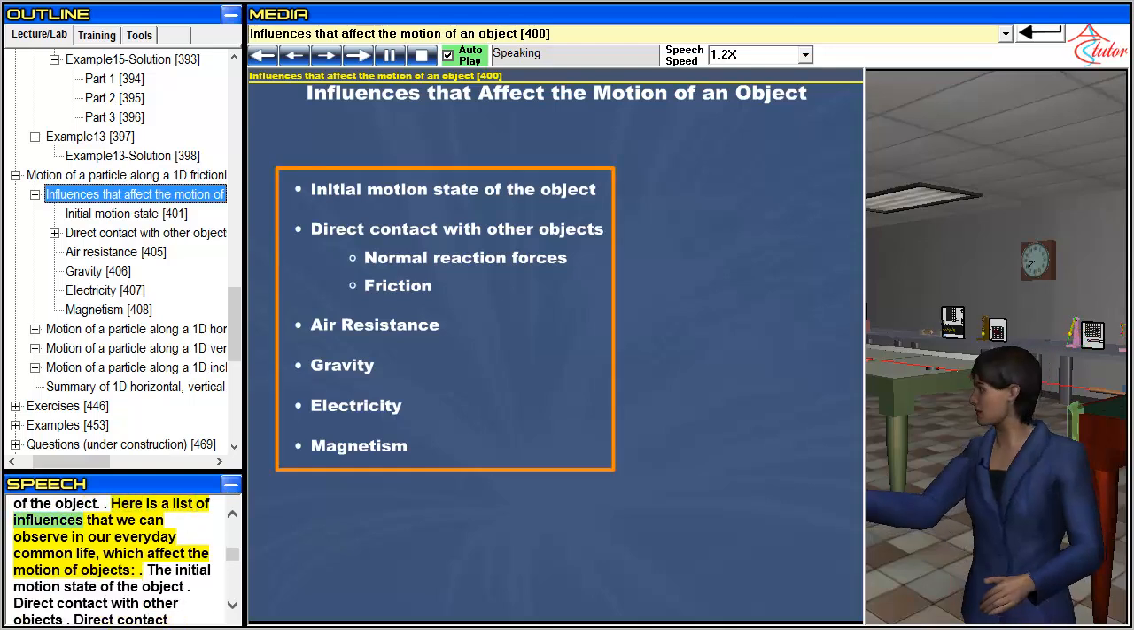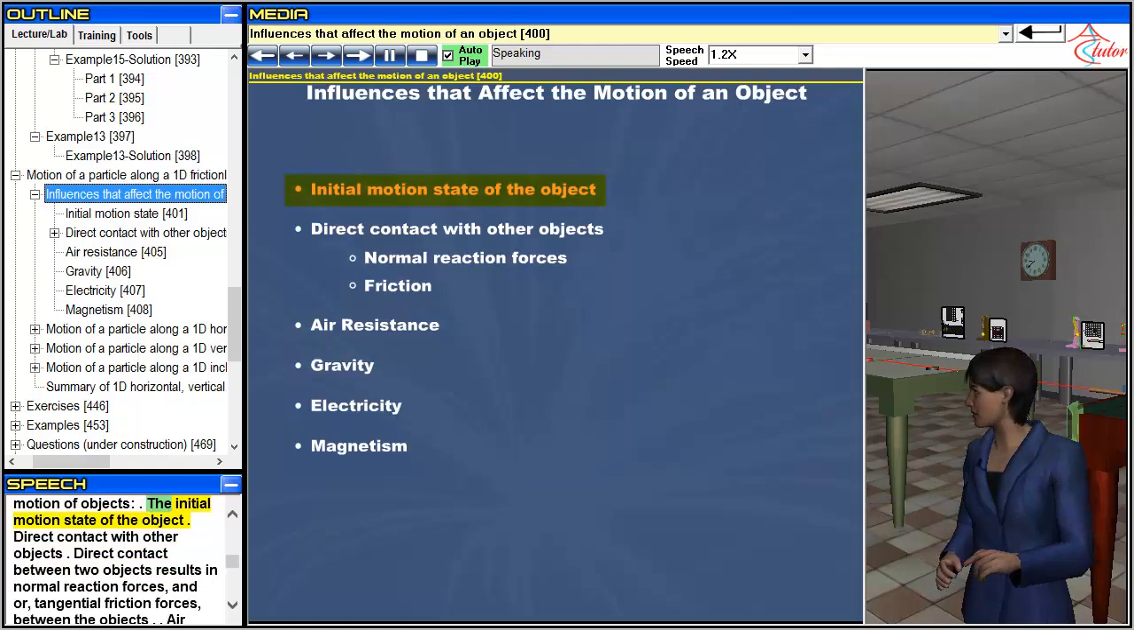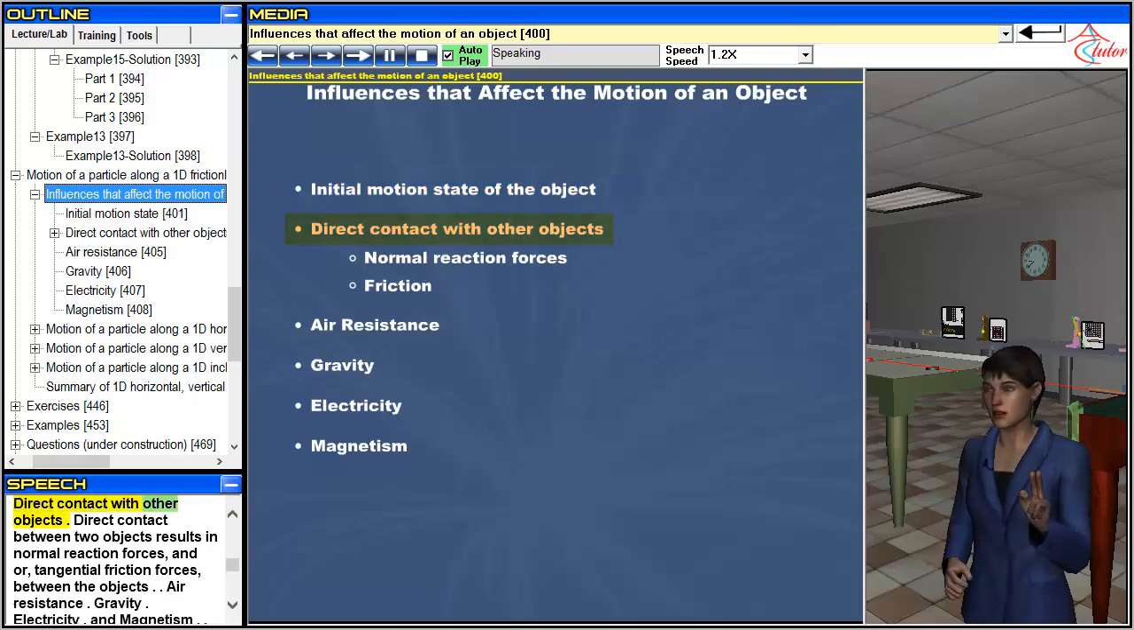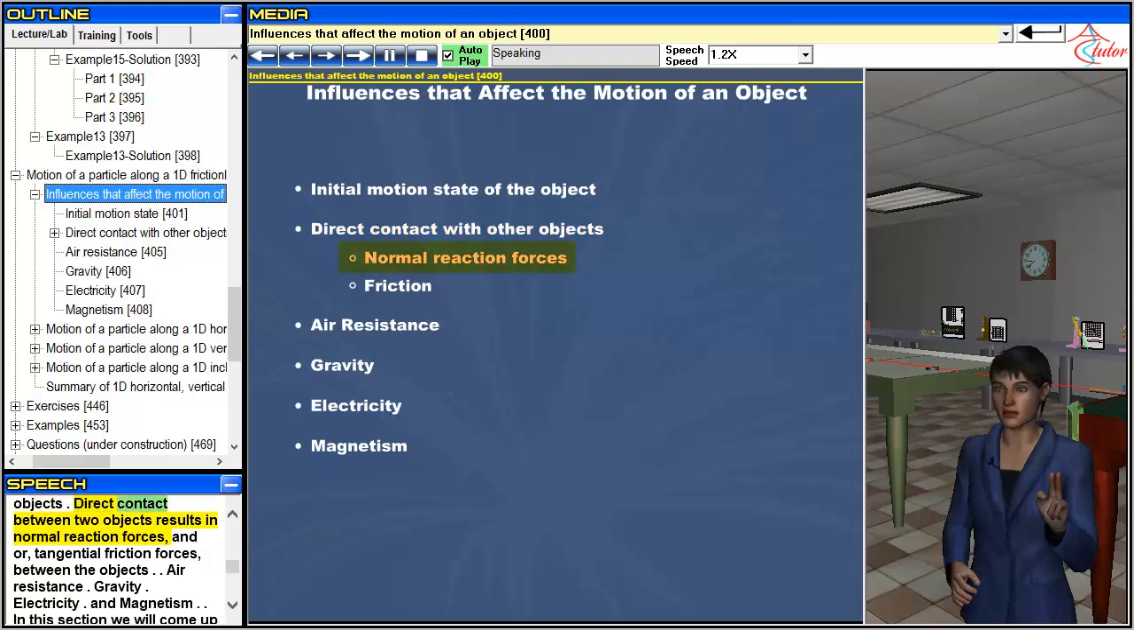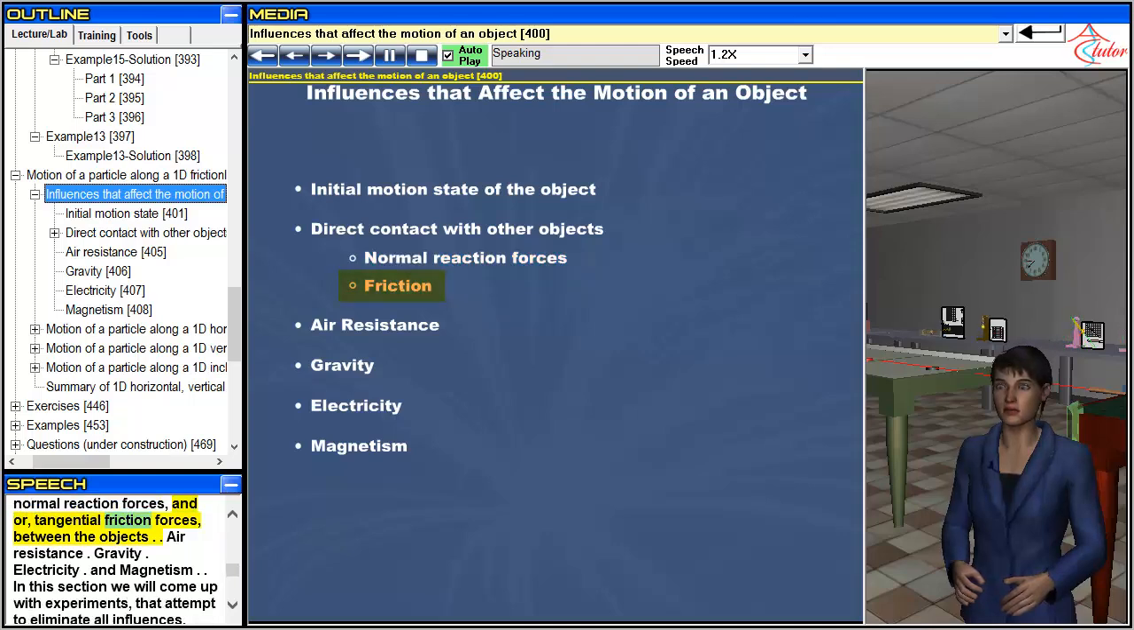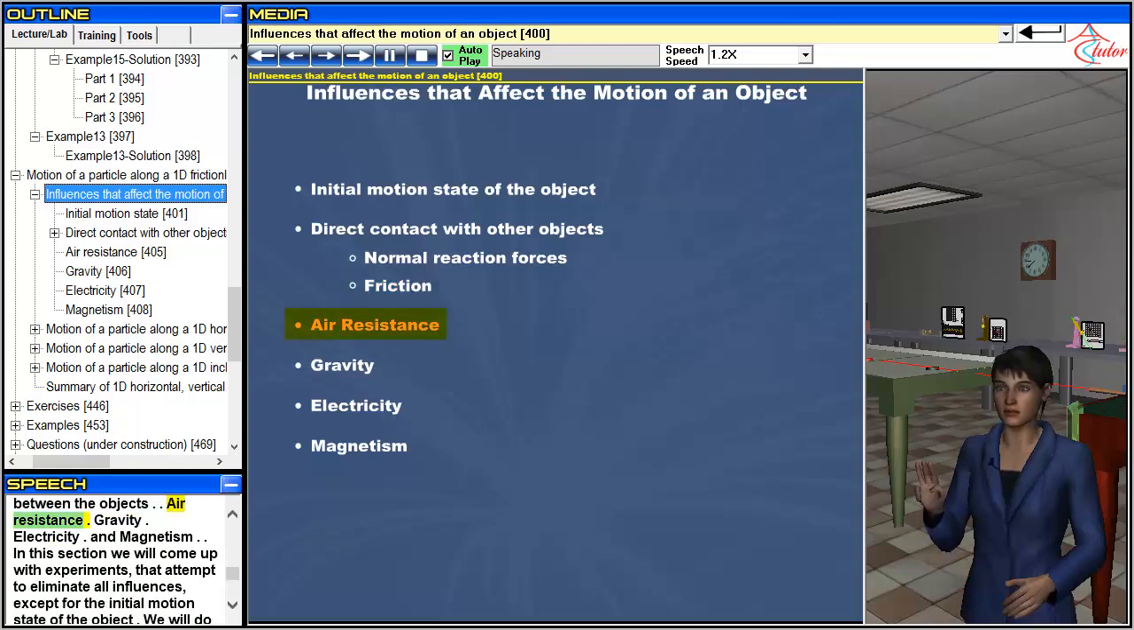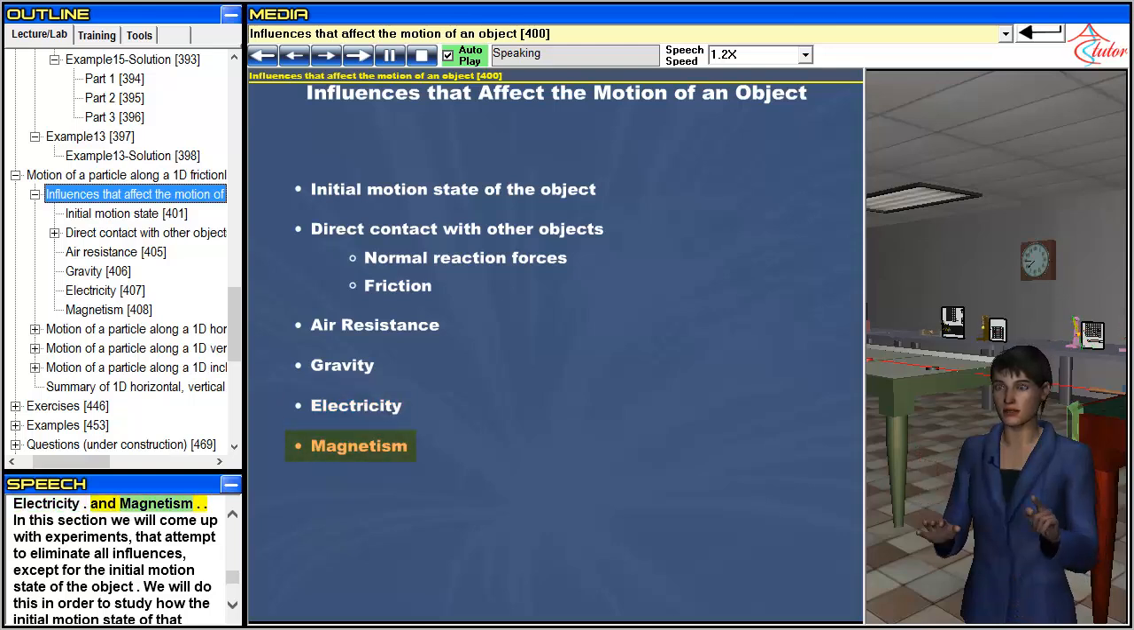Here is a list of influences that we can observe in our everyday common life, which affect the motion of objects. The initial motion state of the object. Direct contact with other objects. Direct contact between two objects results in normal reaction forces, and/or tangential friction forces between the objects. Air resistance, gravity, electricity, and magnetism.